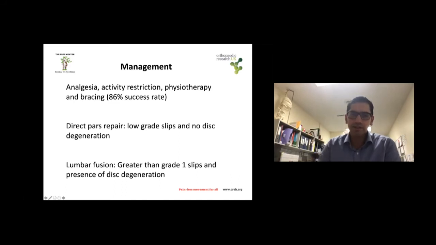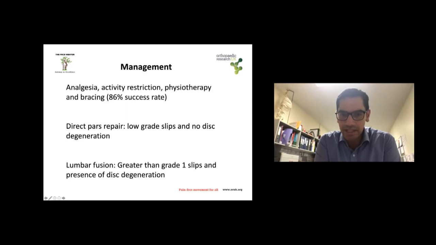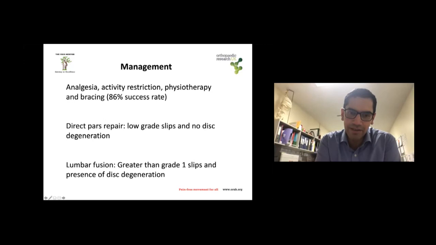If despite conservative measures, they continue to have pain which causes disability for them, again, I would get further imaging, CT scan or a SPECT CT scan. And if they still have ongoing pain, I would then also get an MRI scan, because an MRI scan is important for me to look at the disc space. So if it's an L5 pars defect, I want to look at the disc space to see if there's any degeneration.